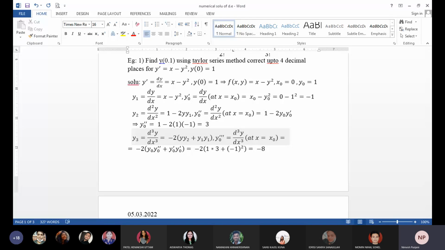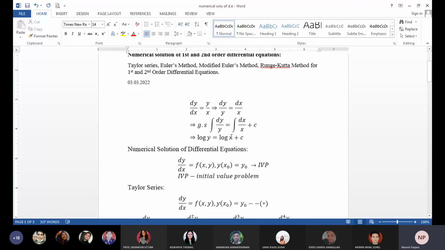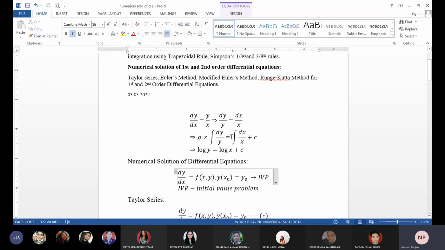Okay. So last time we were discussing the numerical solution of differential equations. We were discussing the initial value problem. The initial value problem is given by dy/dx = f(x, y) with the initial condition y(x0) = y0. This is the initial value problem, whose solution we have to find out.